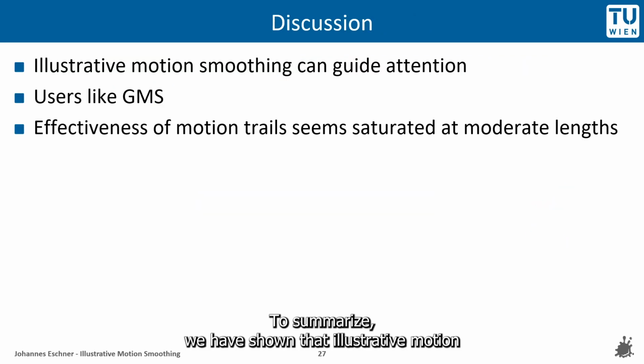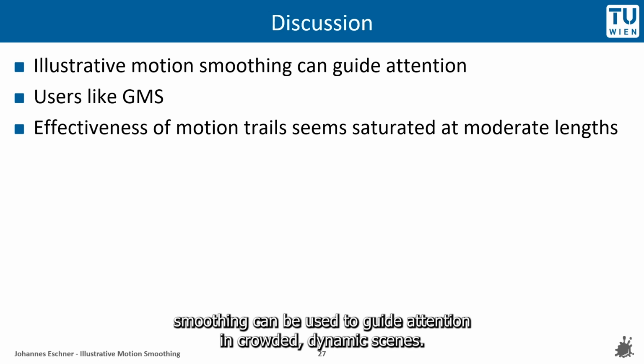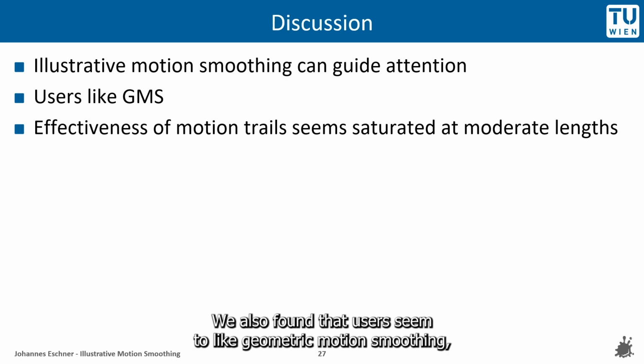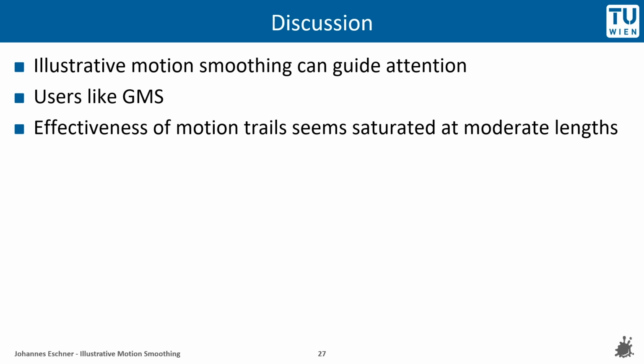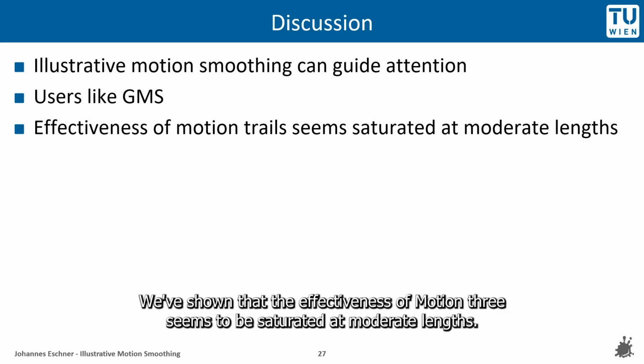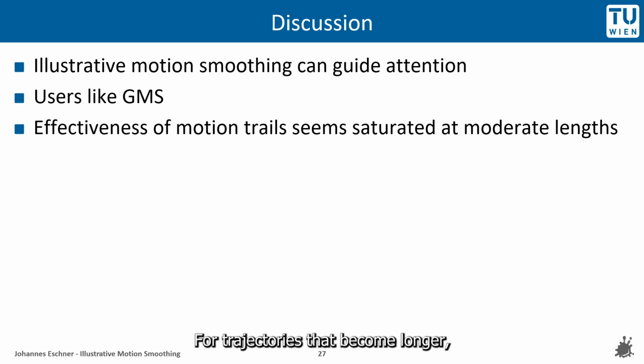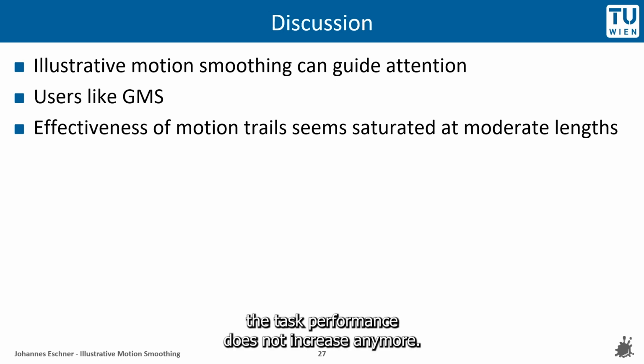To summarize, we have shown that illustrative motion smoothing can be used to guide attention in crowded dynamic scenes. We also found that users seem to like geometric motion smoothing, although there is no statistical evidence that geometric motion smoothing leads to better task performance on its own. We've shown that the effectiveness of motion trace seems to be saturated at moderate lengths. For trajectories that become longer, the task performance does not increase anymore.